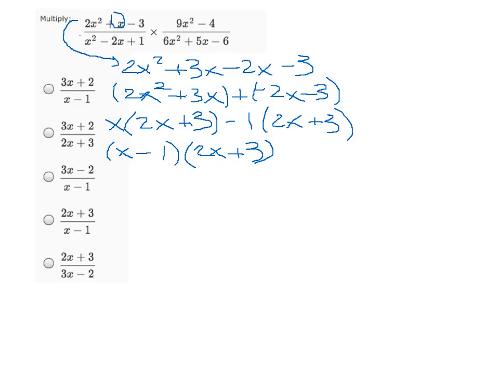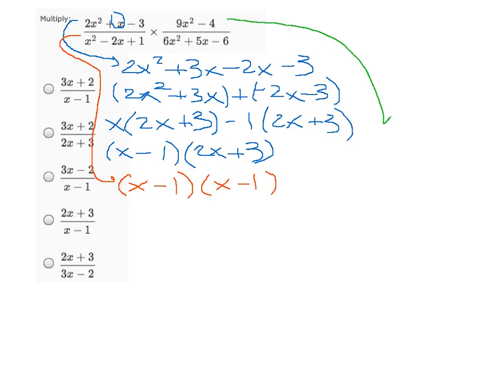Now we want to factor the denominator. And to factor this, we're looking for two numbers that multiply to 1 that add up to a -2. And this will give us an x minus 1 and an x minus 1. And that is the denominator of the first fraction. So now our first fraction is complete.